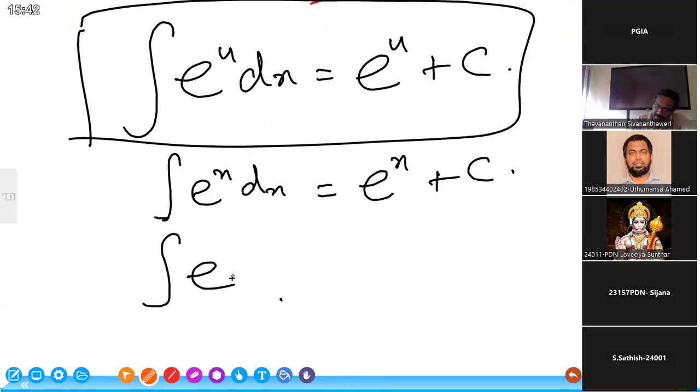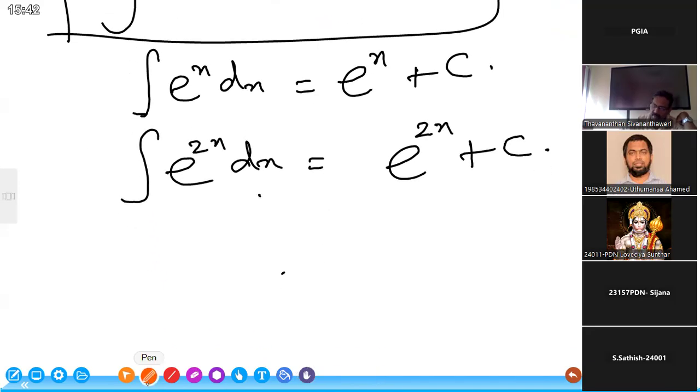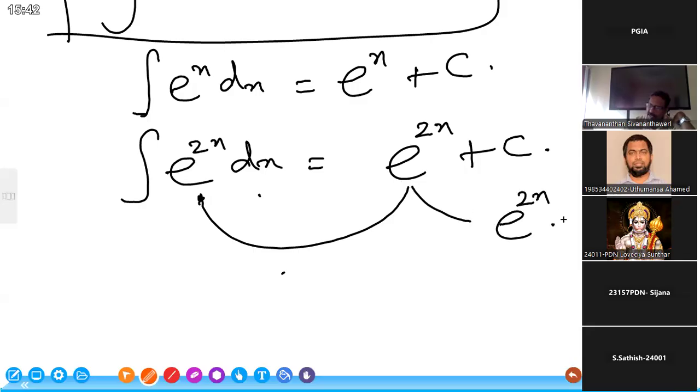Right, integration of e to the power 2x dx. How to get this? E to the power 2x plus c. Fine. Now, if you differentiate, can you get this? If you differentiate this, it becomes e to the power 2x into 2. How to cancel this 2? How to get rid of that 2? If you multiply by 1 over 2, then it will be cancelled out.